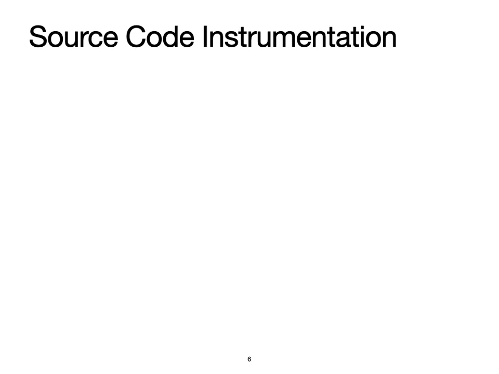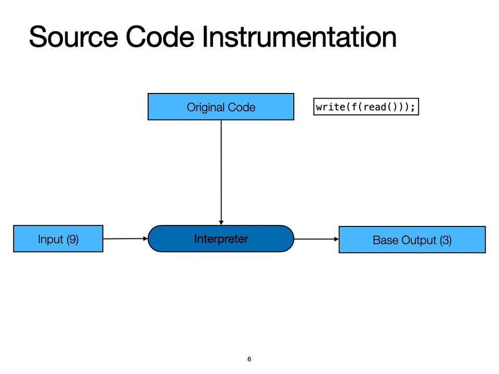My framework is based on source instrumentation. That is, the source code is transformed by inserting analysis logic. Consider the baseline execution of this program. For the input 9, it outputs 3. Code instrumentation can help understand what this function f is.